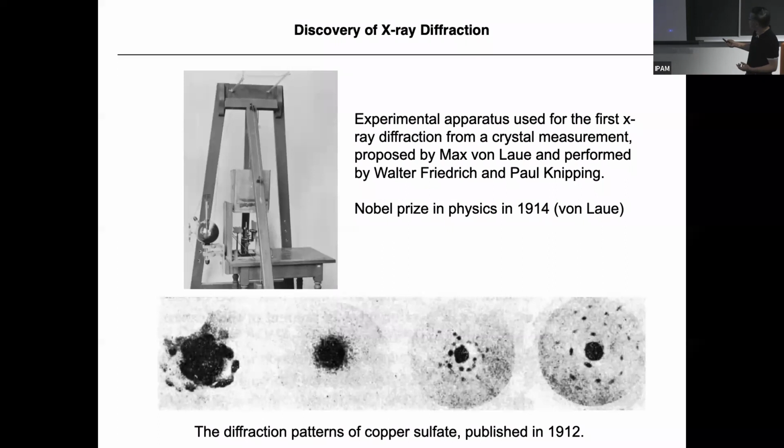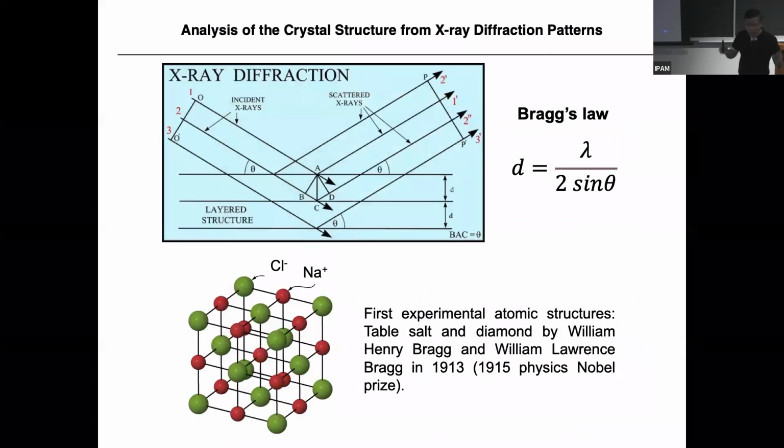And the experiment was done in 1912. It found that X-rays are actually waves, because otherwise you could not have this diffraction. So X-ray is a wave, and Von Laue received the Nobel Prize in 1914. Okay, that's good, X-ray is a wave. Then what is it used for? What can we learn from the pattern?